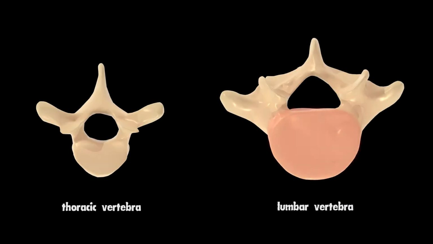The vertebral body of a typical lumbar vertebra is cylindrical, and the vertebral foramen is triangular in shape and larger than in the thoracic vertebra.